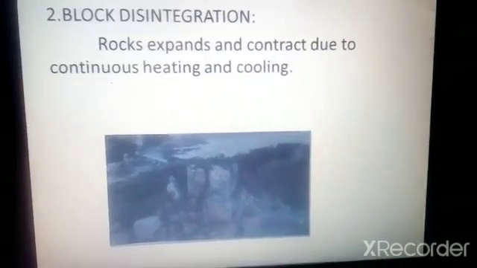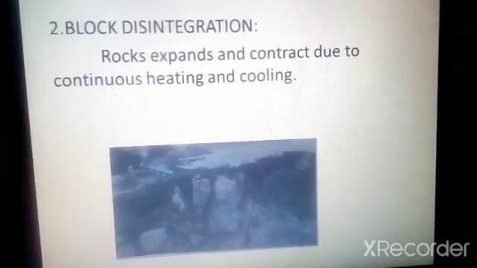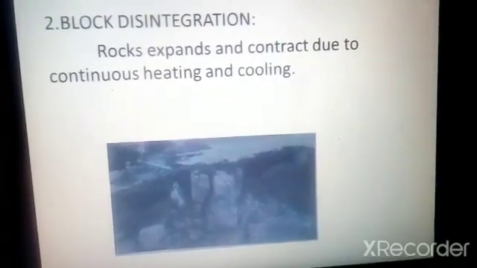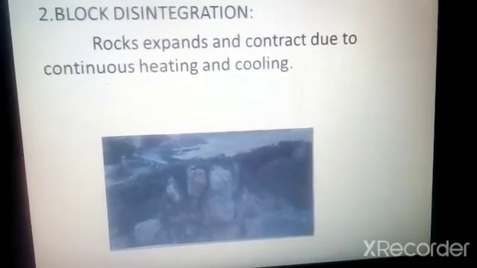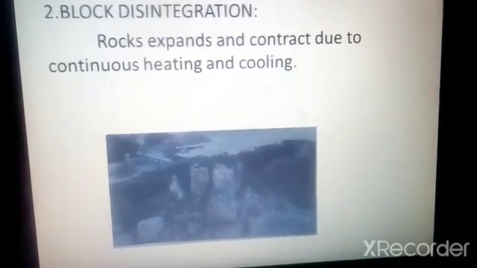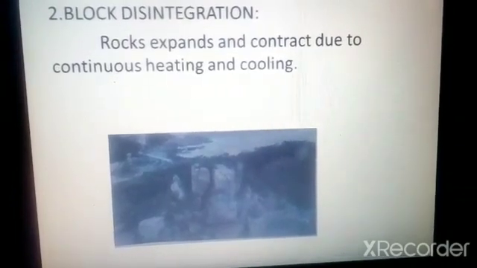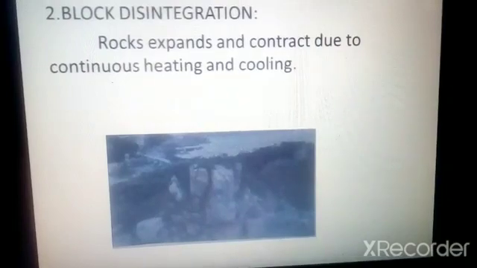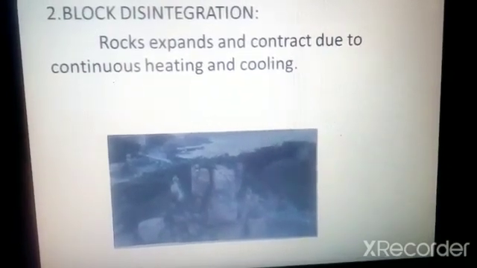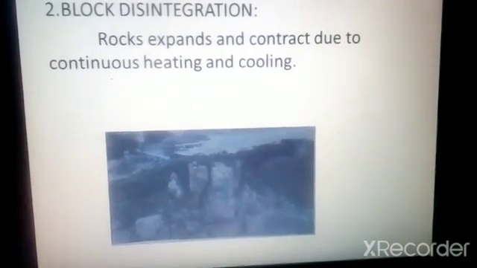Block disintegration means the rock expands and contracts due to continuous heating and cooling. That is, in daytime, due to temperature, the rocks expand. During night time the rocks contract. This process goes on continuously, and finally the rock is divided into smaller substances.